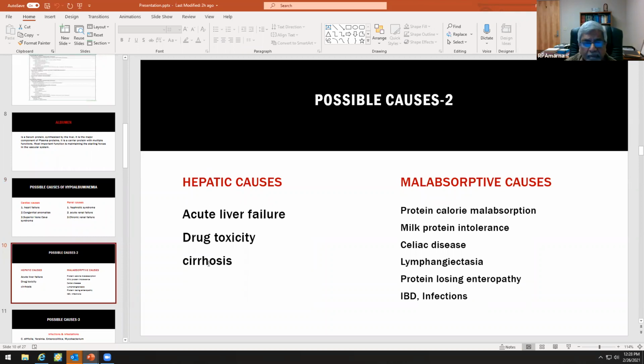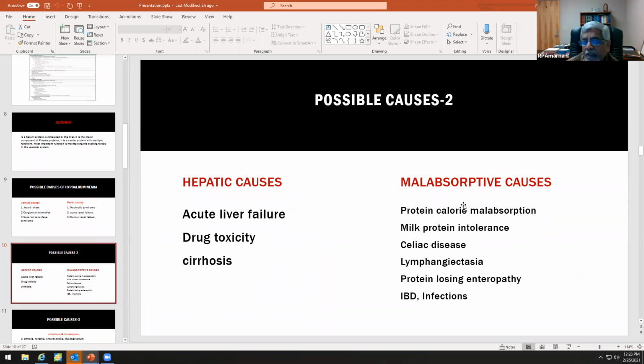Going on to the liver: acute liver failure, drug toxicity. Usually you won't see ascites and things in acute liver failure, but at the end stages of acute liver failure, you can start seeing that. But drug toxicity and cirrhosis will tend to give you the ascites and a more chronic condition rather than acute.